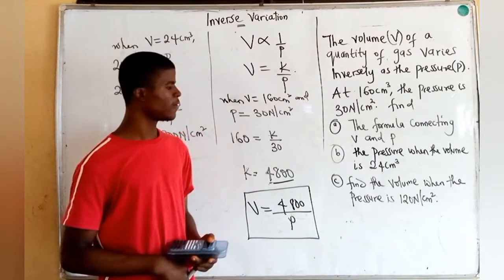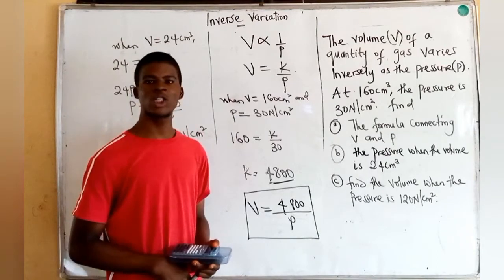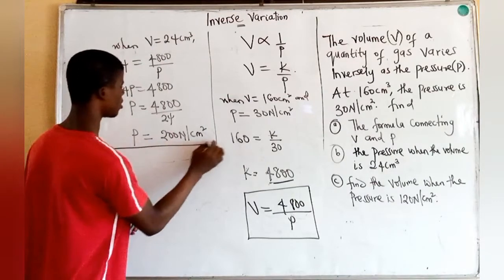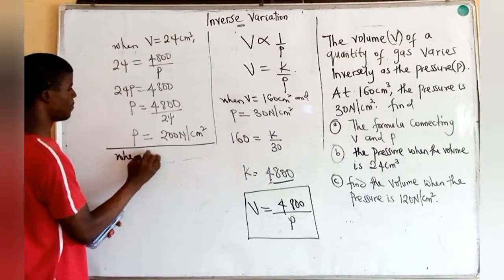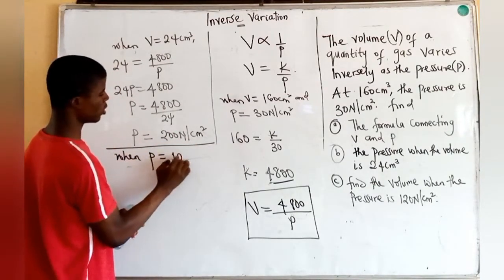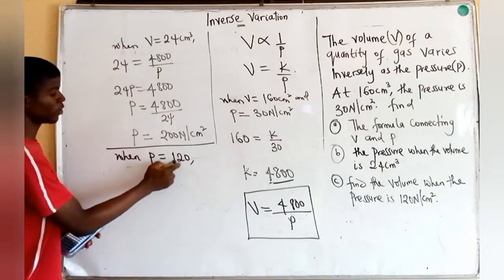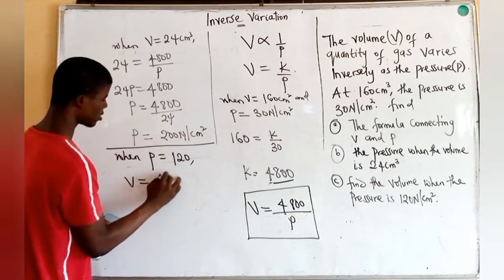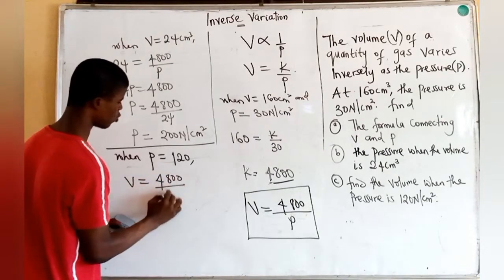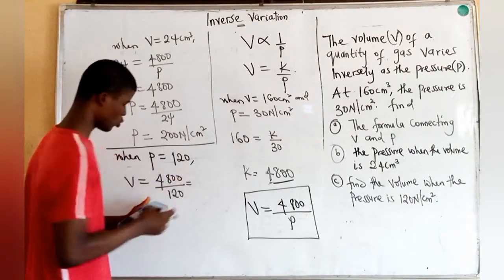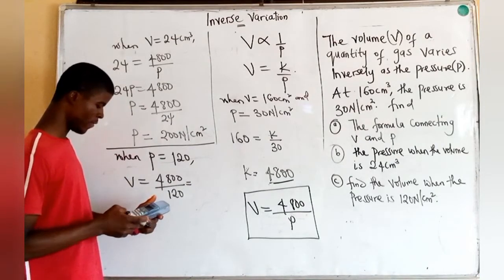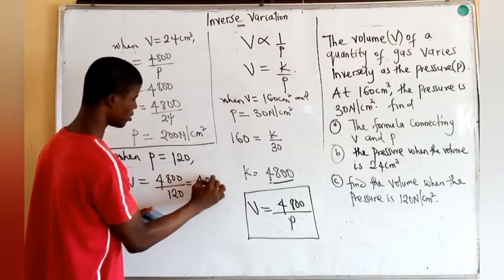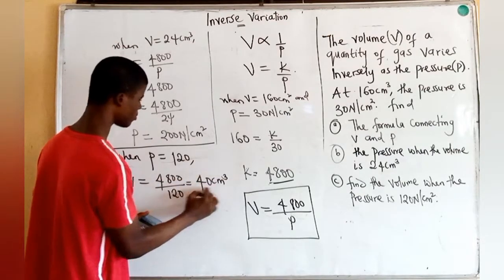Now, we have to find the volume when the pressure is 120 Newton per centimeter square. So when P is 120, I'll substitute this value of P into this equation. V, the volume, is 4,800 over 120. 4,800 divided by 120, I have 40 centimeter cube.